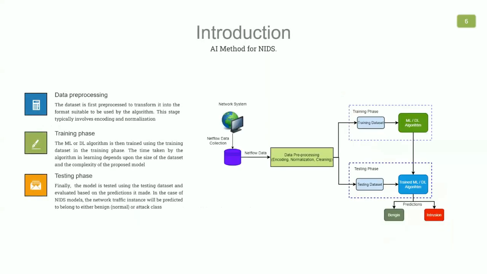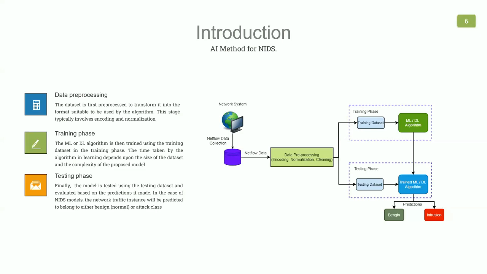A network intrusion detection system developed using machine learning methods typically involves three major steps, which are data processing, training, and testing. During the data processing phase, the dataset is transformed into a format suitable for the algorithm, which usually includes data primary analysis, data cleaning, encoding, and normalization. The pre-processed data is then divided into training and testing sets.